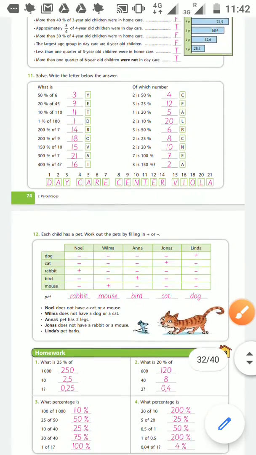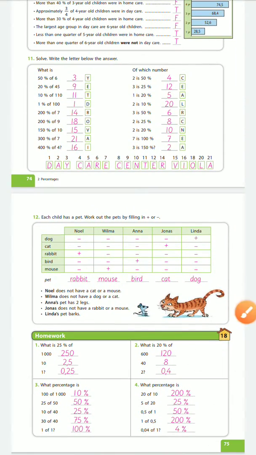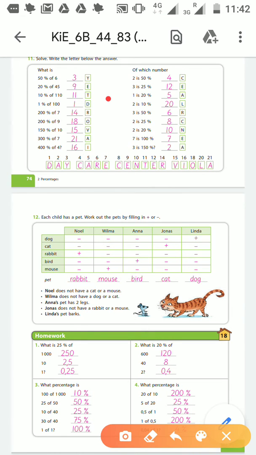Going down, these are some general percentage-based questions you've got to get used to working out. So what's 50% of 6? Hopefully you know by now that 50% is the same as half. So half of 6 is 3. What's 20% of 45? Hopefully you know by now that 20% is a fifth. So a fifth of 45 is 9, etc. So there's some more answers for you to check.